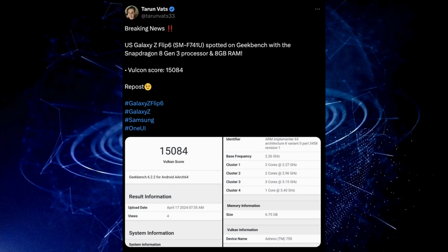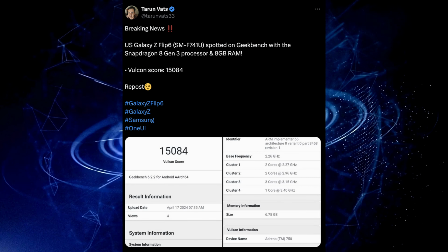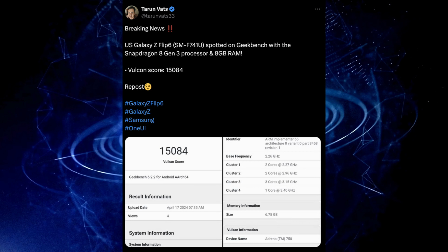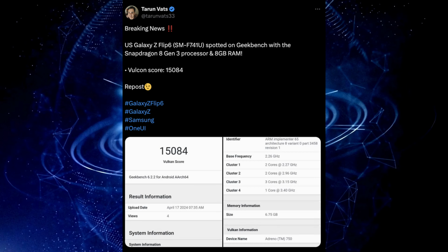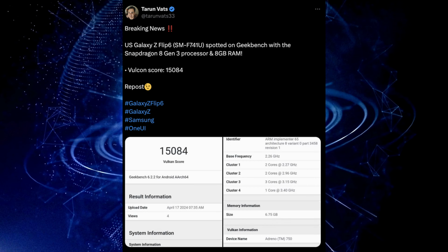The last story of the day, man. The Z Flip 6, we thought it was gonna be 12 gigs of RAM as the base level of RAM on there, and it looks like it's not. The latest benchmark scores that are coming out are showing only 8 gigabytes of RAM with the Snapdragon 8 Gen 3 processor.